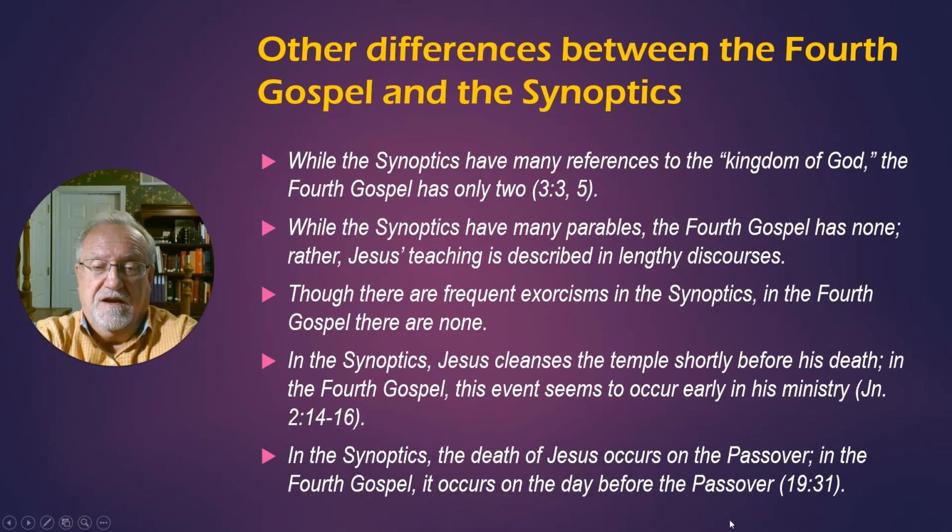Finally, and this we will address later in this series of lectures as well, in the Synoptics, the death of Jesus occurs on the Passover. In the fourth Gospel, the death of Jesus occurs the day before the Passover. Passover, of course, begins at sundown. Jesus is crucified in the morning, and in the fourth Gospel, he is crucified on the day that the lambs would be slaughtered. And so Passover would not begin until the evening of that day.